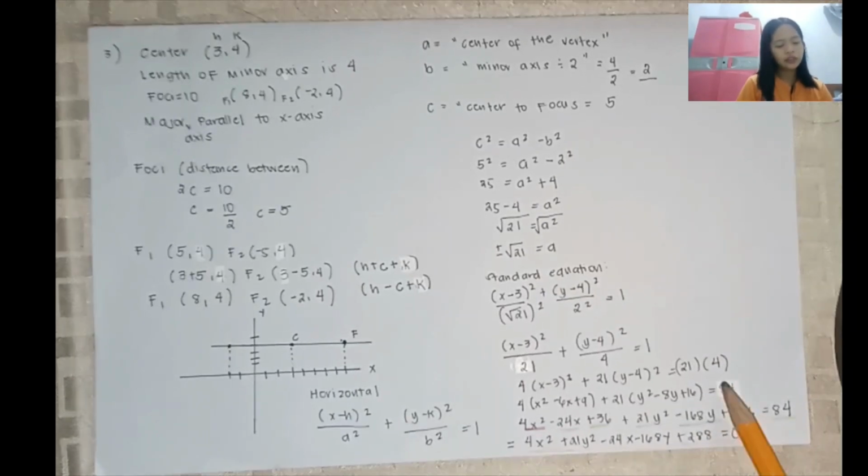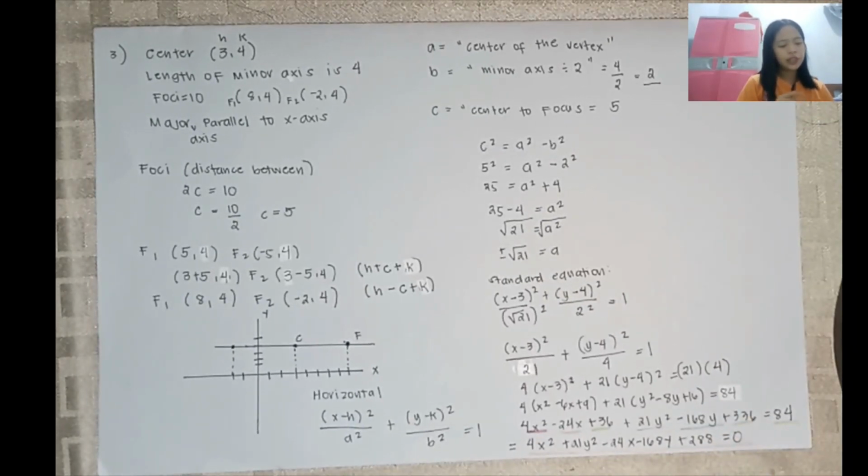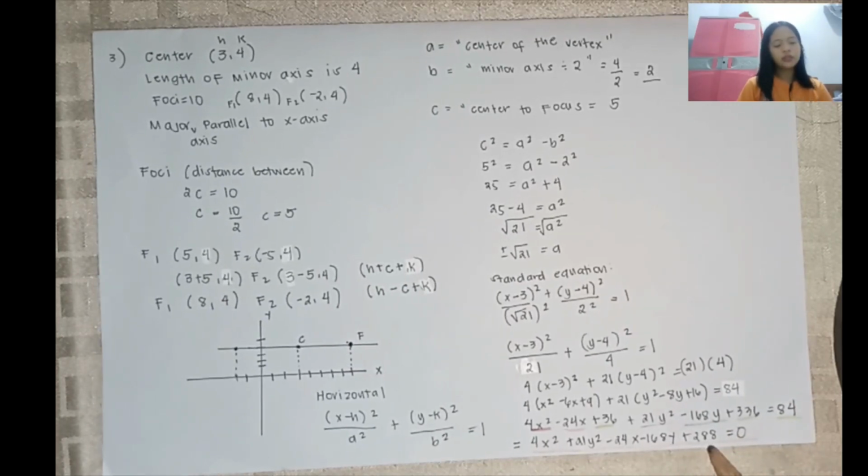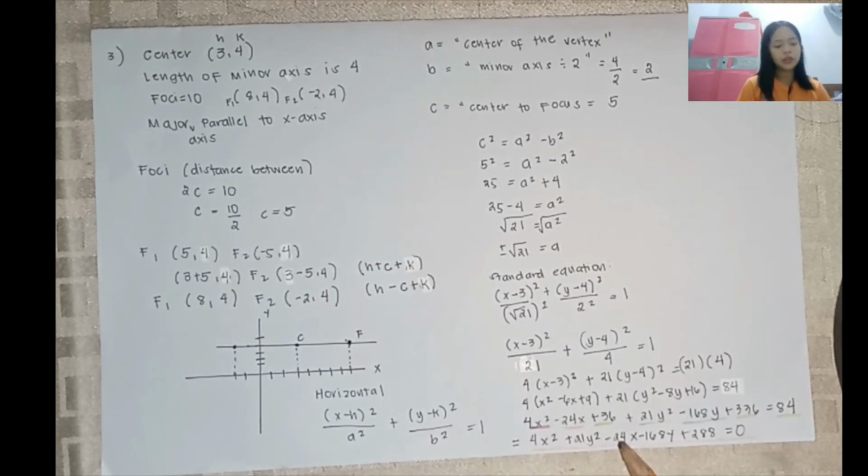Bring down 84. So, we need to transpose 84, giving us 4x squared plus 21y squared minus 24x minus 168y. 336 minus 84 is 288. So, the equation of the given conditions is 4x squared plus 21y squared minus 24x minus 168y plus 288 is equal to 0.